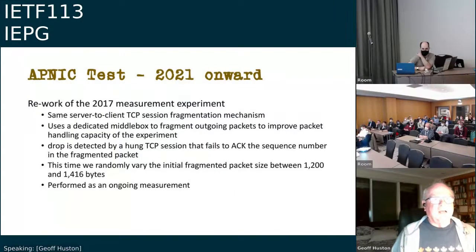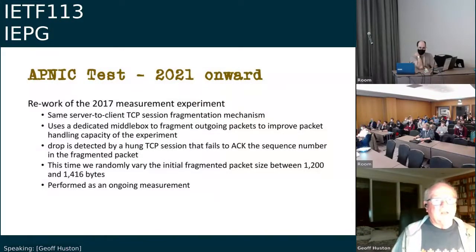Come back again last year. Reworked the same experiment, but we kind of redid that packet mangler a little bit. The same kind of technique though. We're sitting in the middle of the TCP session close to the server. We shove all the outgoing packets through this dedicated middle box, and we're inside a TCP session. So we can detect if the client didn't receive the packet because the client won't ACK it. And so we detect a hung TCP session by the fact that the ACK just didn't happen and we can't proceed onwards.